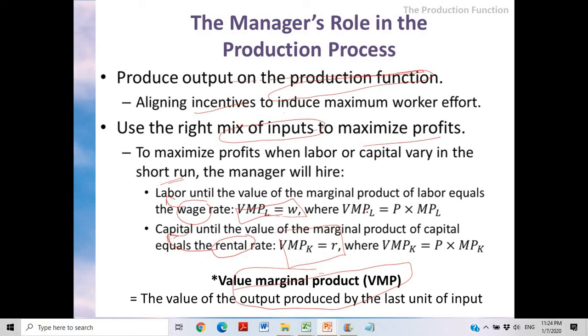So how do we get the value of marginal product? We have to multiply by price, the selling price. So marginal product of labor multiplied by the price, then this is where we get the value of marginal product for labor. Similar for the capital.